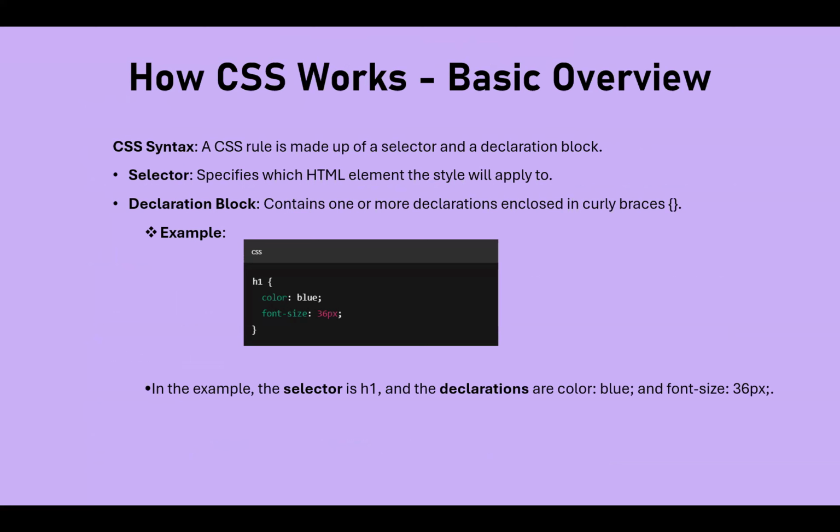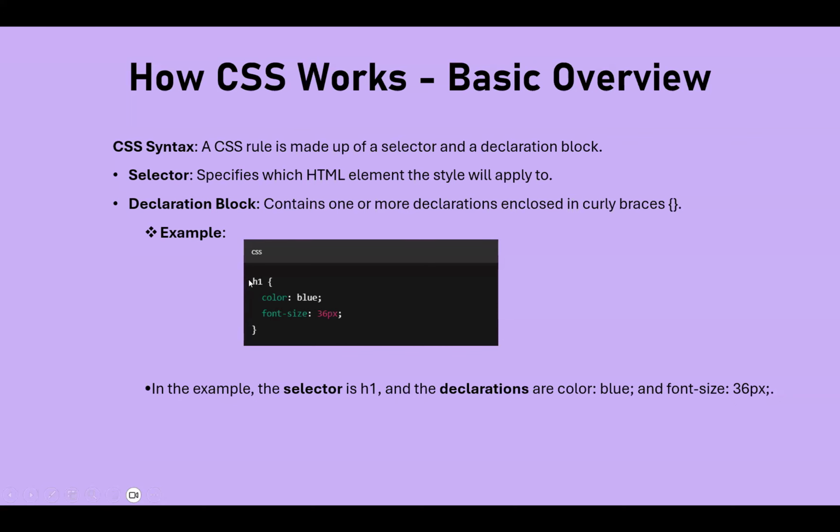So basically what this just means, I'm not going to complicate it, but the selector is what specifies which HTML elements the style will be applied to, while the declaration block contains one or more declarations or rules in curly braces. So this thing you see here is called curly braces, right?